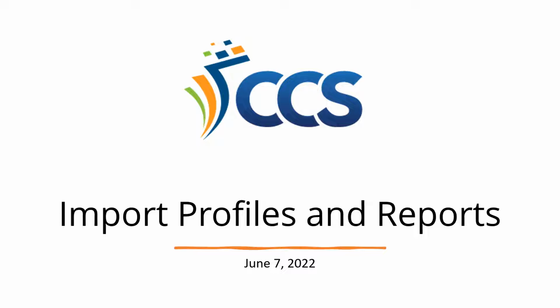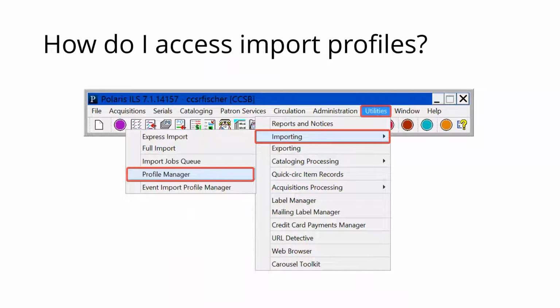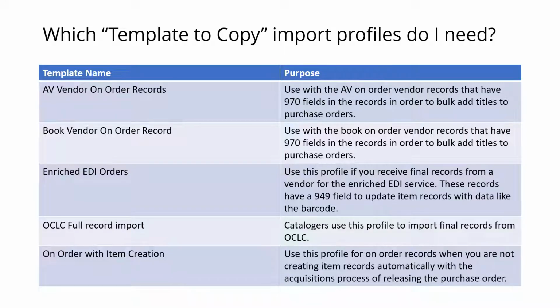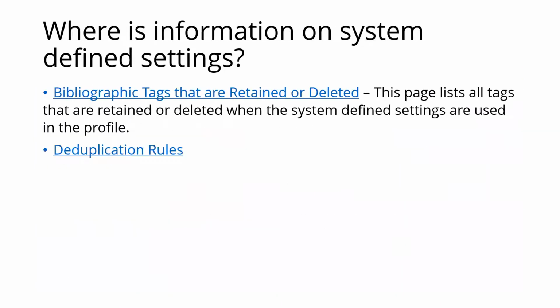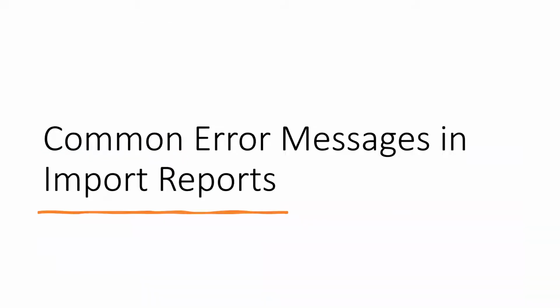So after the session today, I will be sending you this PowerPoint presentation. It does have a section of some FAQs. Some of it I already went over, like how to access your import profiles, which templates you need, provisional records, and the links to bibliographic tags that are retained and deleted, and duplicate rules. And I also want to review some of the other common error messages you'll see in import reports.